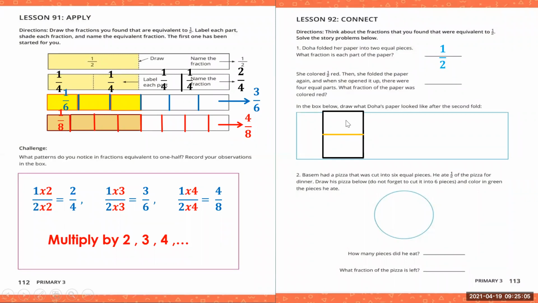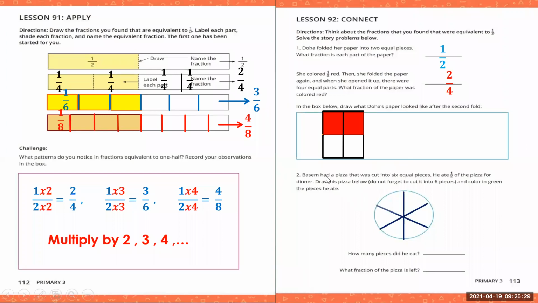When I colored half of it with red and divided it again into halves, how many parts are colored with red now? 1, 2. So 2. 2 out of what? 2 out of 4.